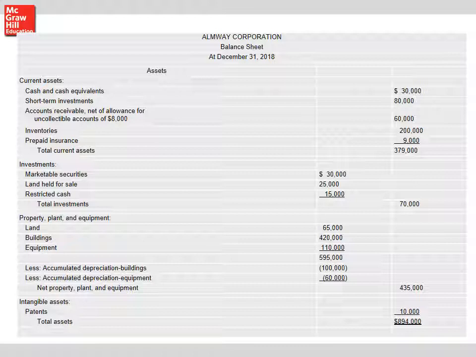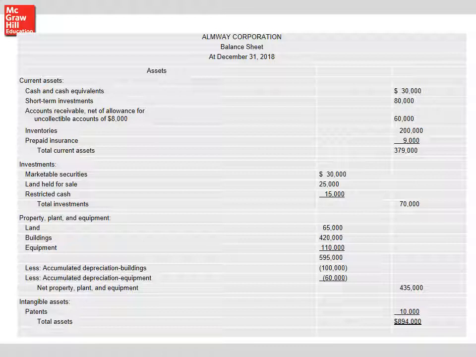We already said marketable securities are at 30,000. They tell us in number 2 that of the balance in the land account, 25,000 of it is for land that the company bought that they're not going to use currently. So that land is categorized as an investment. And then the restricted cash is from that restricted cash balance that's being used to pay off the bonds payable in the future. So those 3 items are listed in this category, and their total is 70,000.